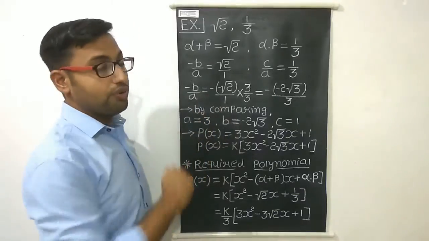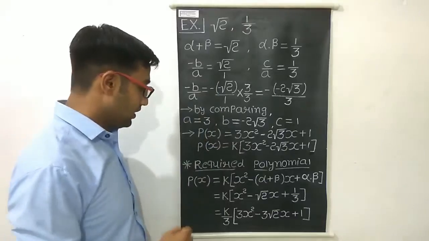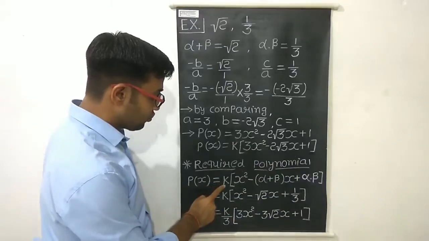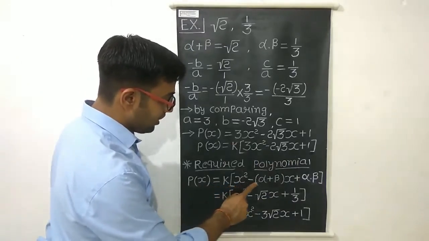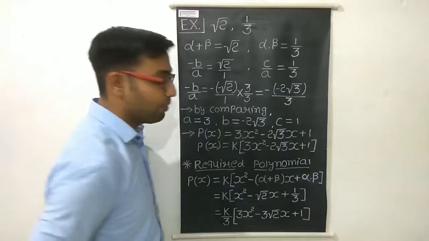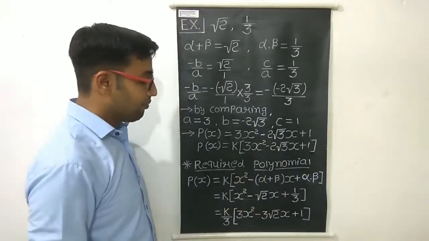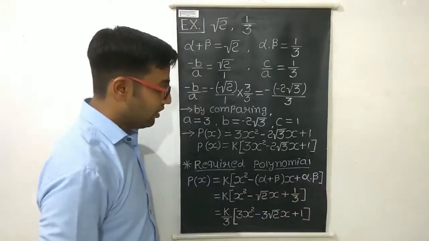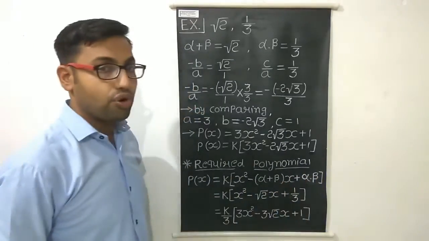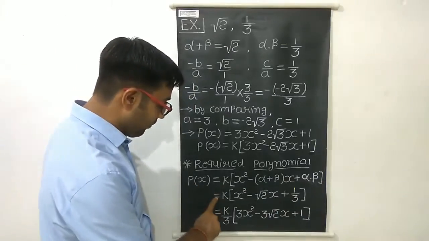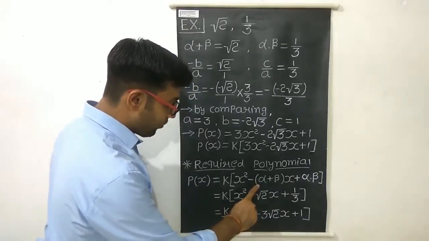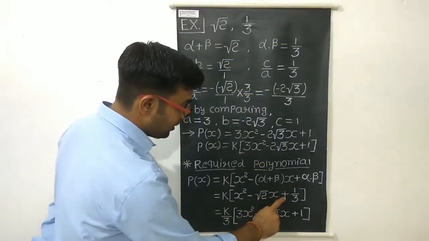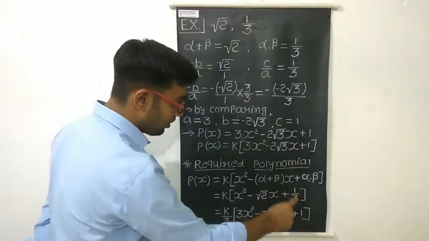To find the polynomial, there is another method. See, the required polynomial we can write as p of x is equal to k times x square minus alpha plus beta x plus alpha into beta. So in this way, by putting the sum of the zeros here and the product of the zeros here, we can find the required polynomial. So by putting these values, we get p of x is equal to k times x square minus, now what is alpha plus beta? Root 2. Root 2 into x plus alpha into beta, which is 1 upon 3.